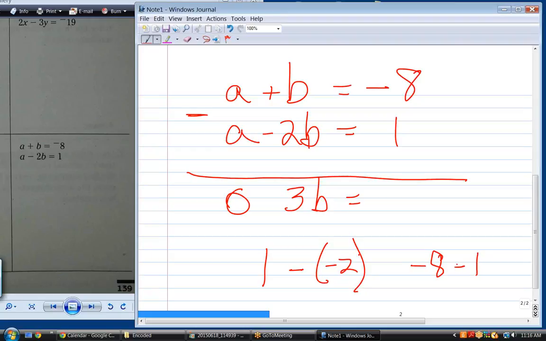Negative 9. In other words, you turn it, here's your subtraction sign. Change the sign of that. Now it's minus 8 plus minus 1 minus 9.